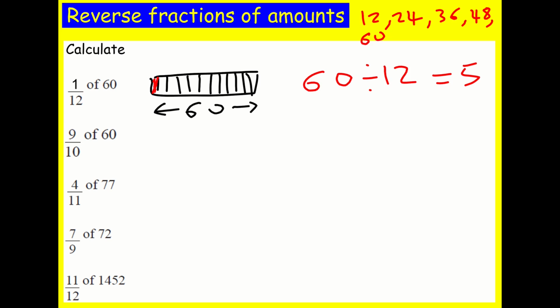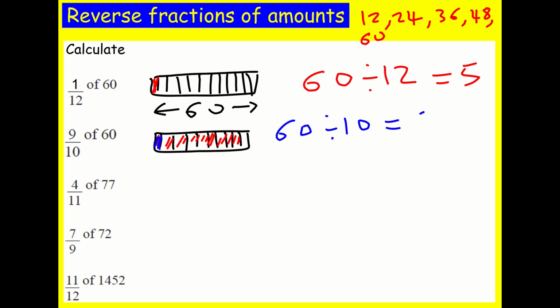Next one, 9/10 of 60. This time I'm going to split it into 10. 1, 2, 3, 4, 5, 6, 7, 8, 9, 10. This time I want 9 of them. So what do we do first? We find out what one of them is again. So we do 60 divided by 10, because we're splitting it into tenths, and that gives us 6.